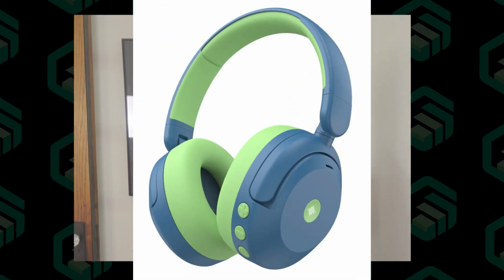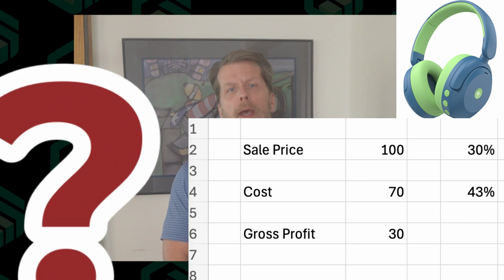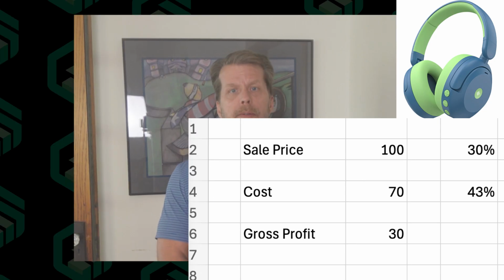You sell a product for $100. It costs you $70 to make. Is your profit 30% or 43%? This mistake shows up in business plans every day, and it's costing businesses thousands. Stick around to get it right.